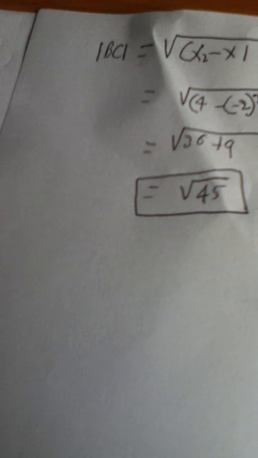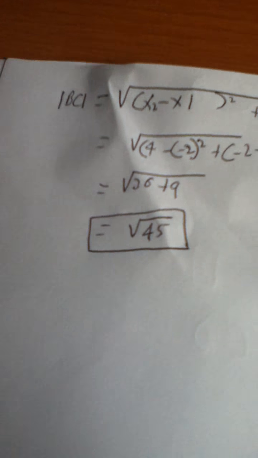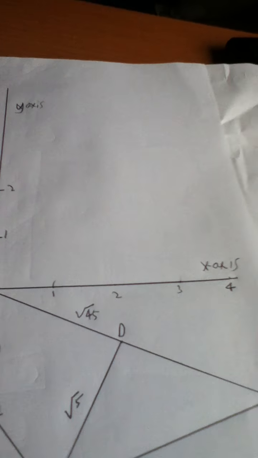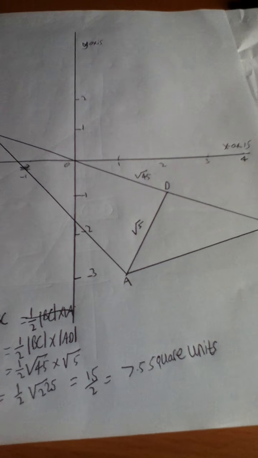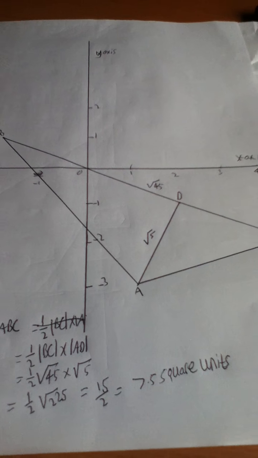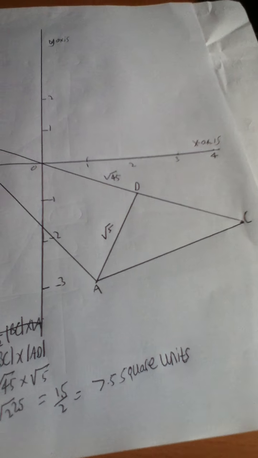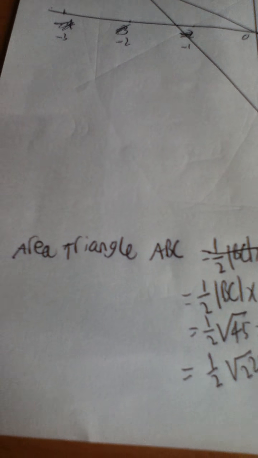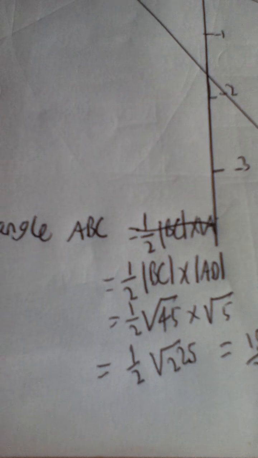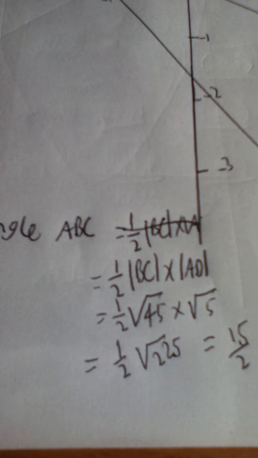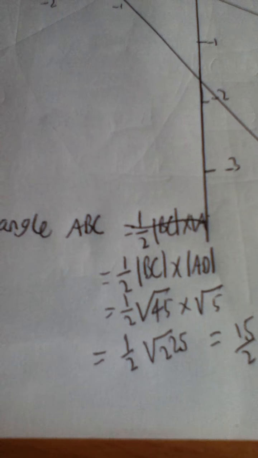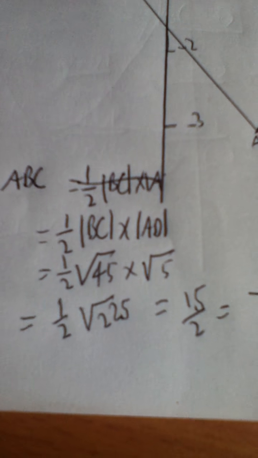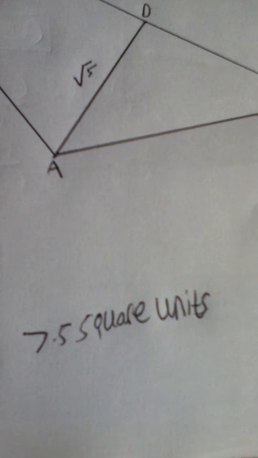So then part 3. Given that AD equals root 5, find the area of triangle ABC. So if you just draw a diagram to make it a little bit simpler for yourself, you just fill in your y-axis and x-axis. So that's what your diagram looks like. So you have A, B, C, and D. So you've already proved that BC equals root 45, and that AD equals root 5. So you just do area of the triangle ABC equals half BC by AD, so it's half the base by perpendicular height, so it's half root 45 by root 5. So it's half of root 225. Root 225 is 15, so it's 15 over 2, which is equal to 7.5 square units.